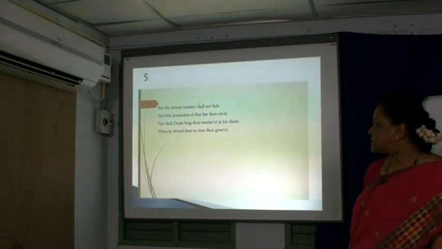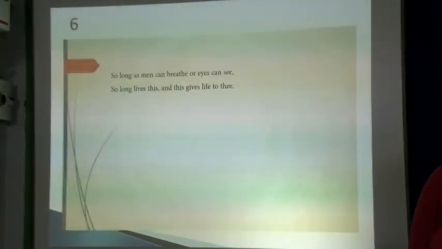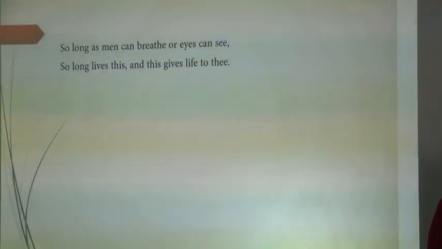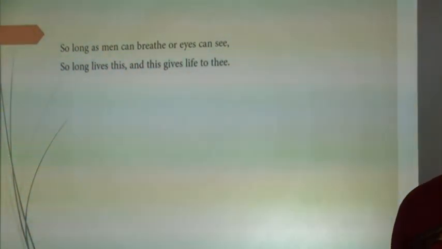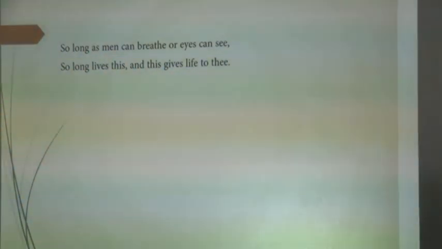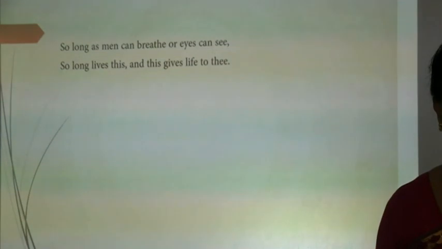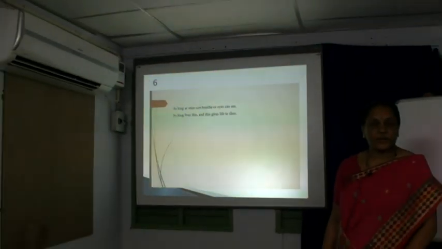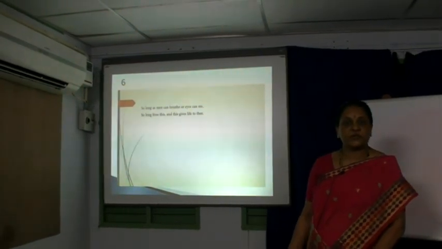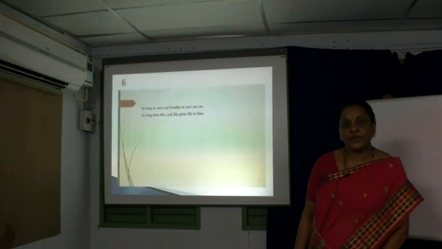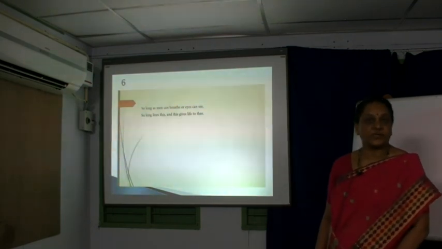So next is the final couplet. Usually in sonnets, the final couplet gives the gist of the whole poem, and here he says, so long as men can breathe or eyes can see. So long as men can breathe, as long as the world exists and people are able to breathe and see, so long lives this. This here is a reference to the poem that the poet has written, and this gives life to thee. So as long as the poetry is read, the beauty and youthfulness of the poet's friend also lives forever. In this way, he has immortalized the beauty and youthfulness of his friend.